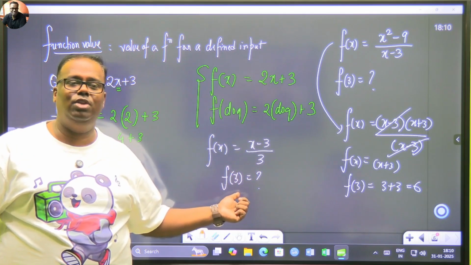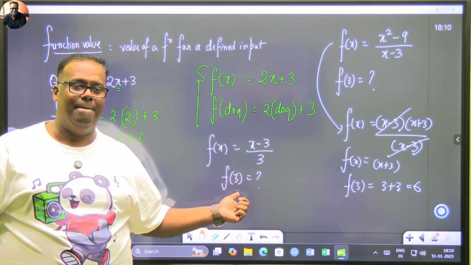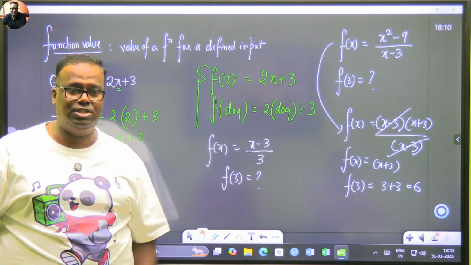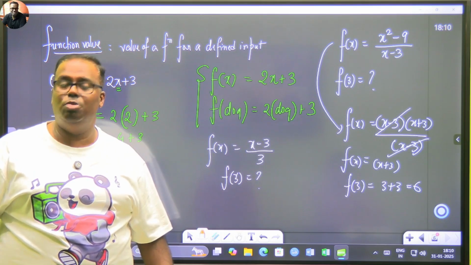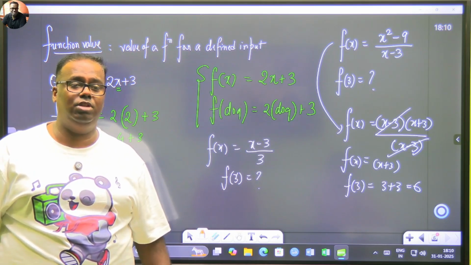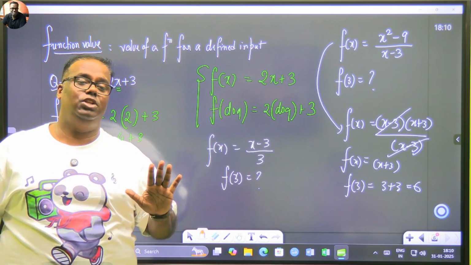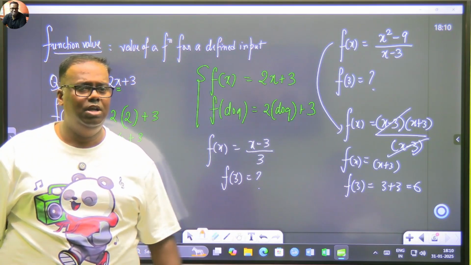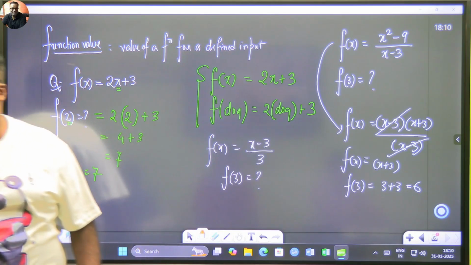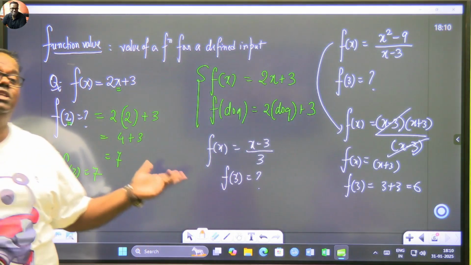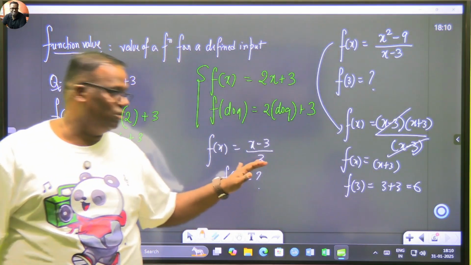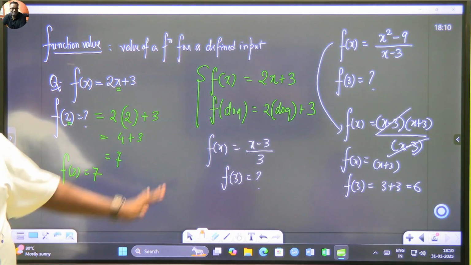Can you have a value of f of 3? Can we calculate f of 3 for this function? 0 by 3. Does mathematics accept 0 by 3? Yes. 0 by 3 is accepted. 3 by 0 is not accepted. 3 by 0 is known as indeterminate. 0 by 3 is very much a rational number. What is a rational number? A rational number is a number in the form of p by q, where p and q belong to integers and q cannot be equal to 0. P can definitely be equal to 0. This is possible. Have we understood this?